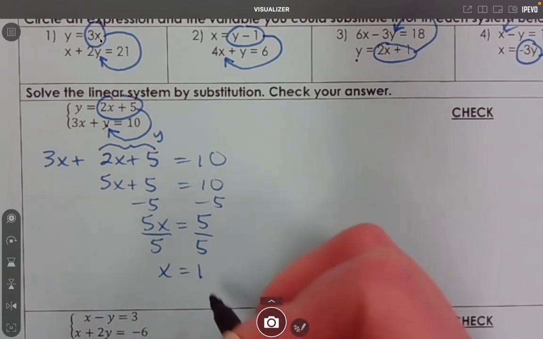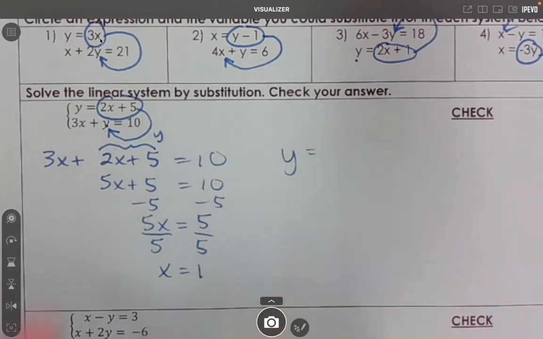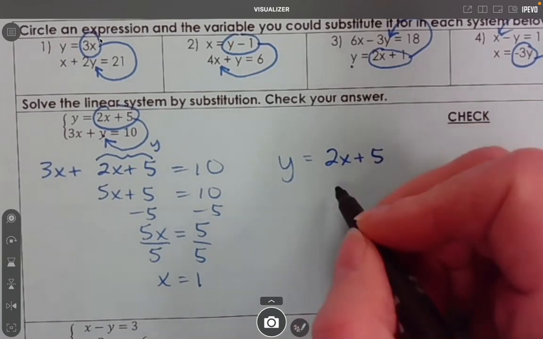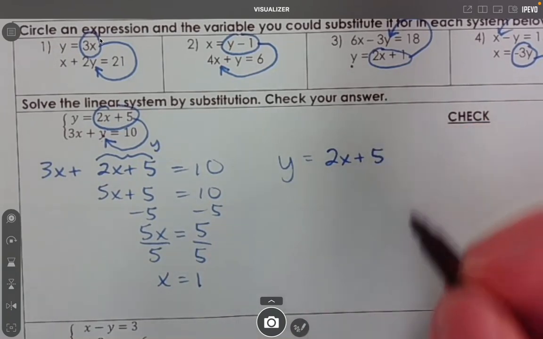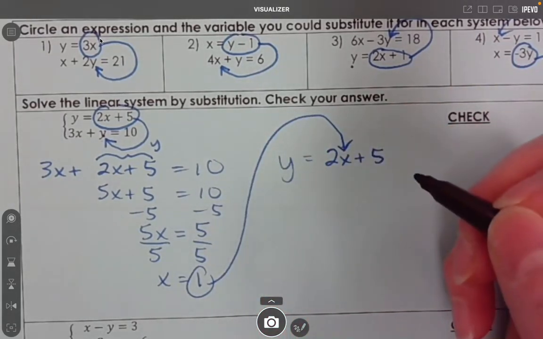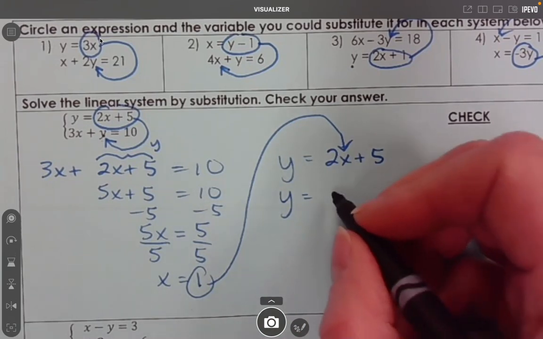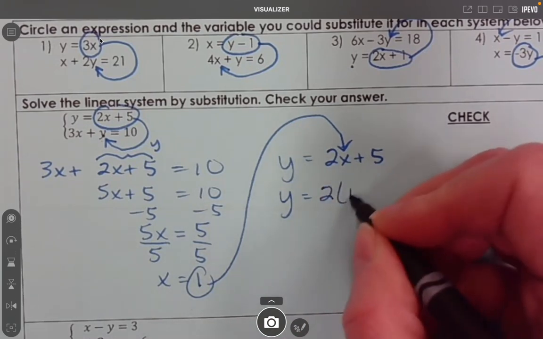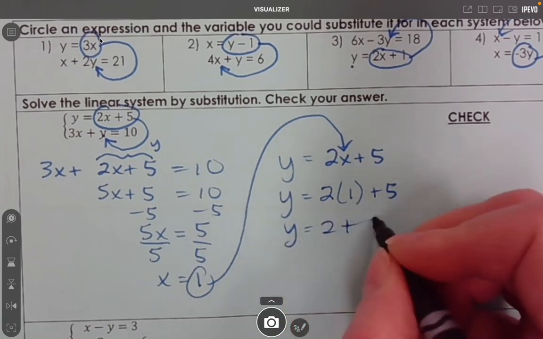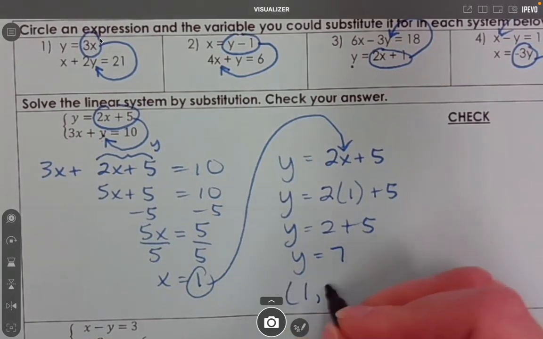I have x equals 1, but I still need to find y. I remember that according to this first equation, y equals 2x plus 5. That means y equals 2 times whatever x is, plus 5. But now I know what x is. My x is 1, so we can make that substitution. 2x means 2 times x, but I'm putting in a 1. So now I have 2 times 1 plus 5. Let's multiply first: 2 times 1 is 2, plus 5 is 7. So my answer is going to be 1, 7.